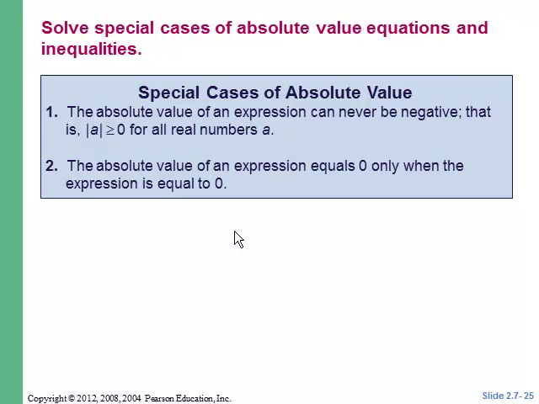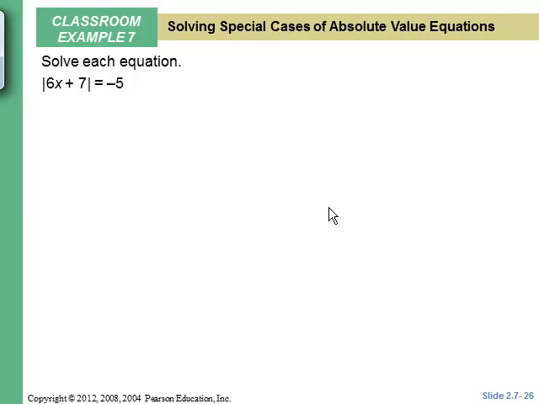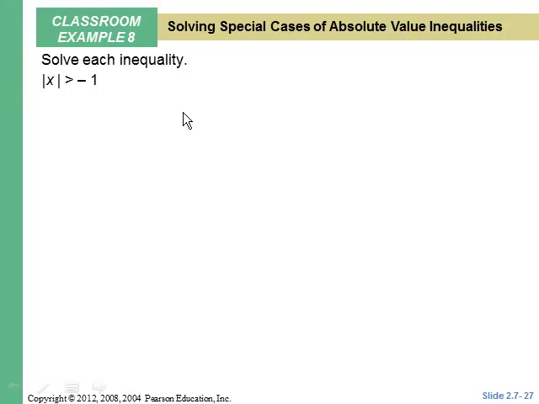Okay, so there are some special cases, and one of them is you have to have an absolute value that is greater than or equal to 0. And it only is going to be 0 if the expression is equal to 0. So for instance, in this case, we would say it's the null set because you can't have an absolute value equal to a negative number. Okay? Absolute value of x is greater than negative 1. Now this we can solve.